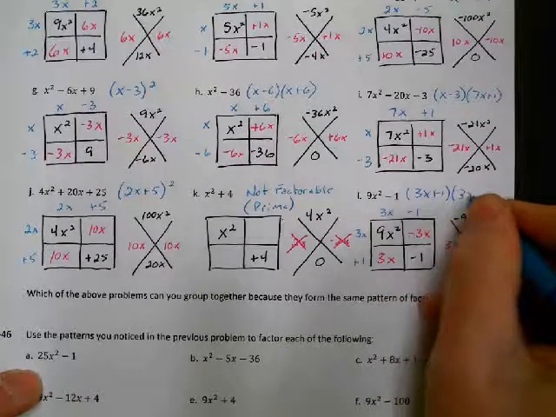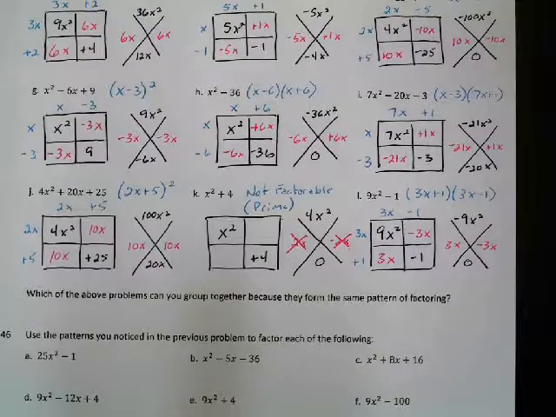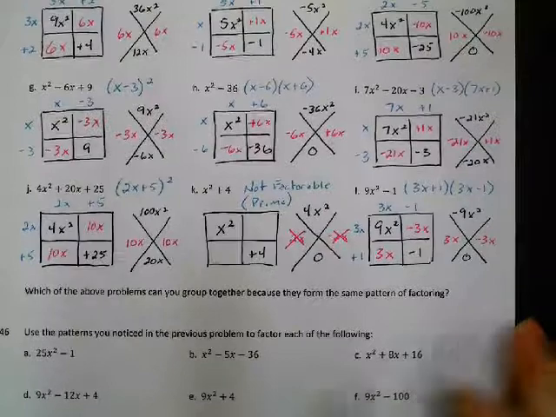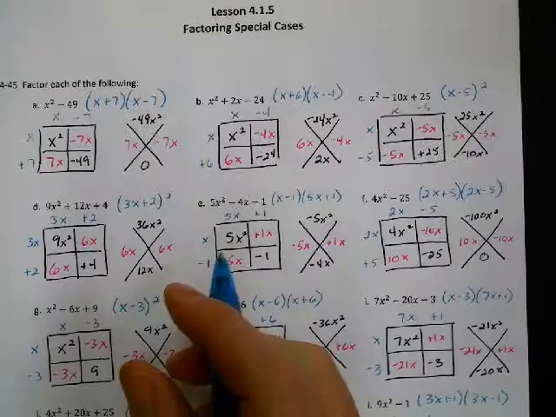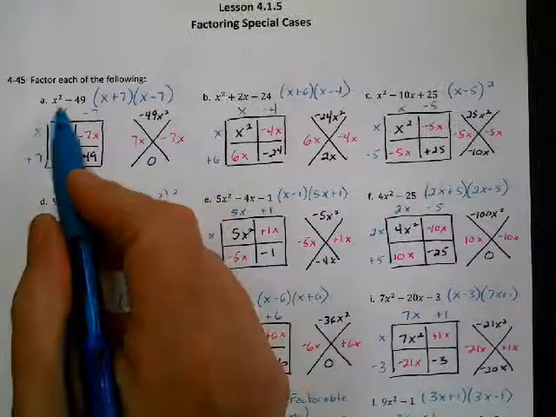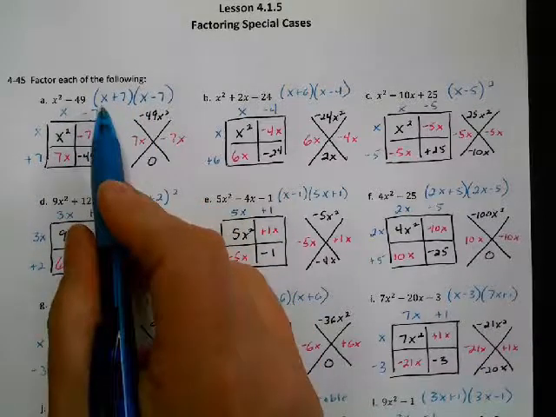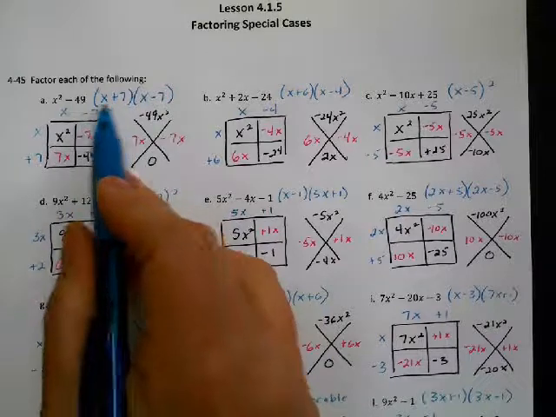All right, so we're going to look for patterns here. Which ones can we group together because they have the same pattern for factoring? Well, the first pattern are these binomial problems where we have two terms. And it looks like they've always been turning into x plus 7, x minus 7. So there's the same binomial except one's positive, one's negative.